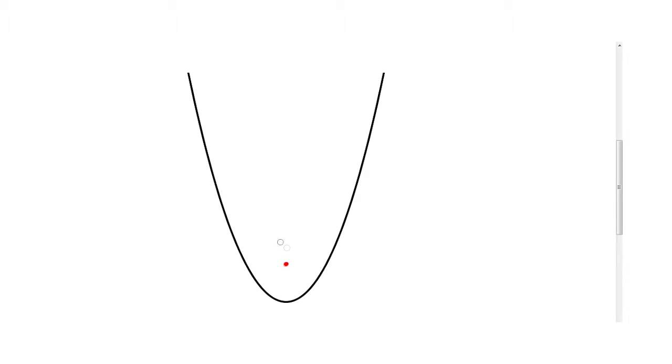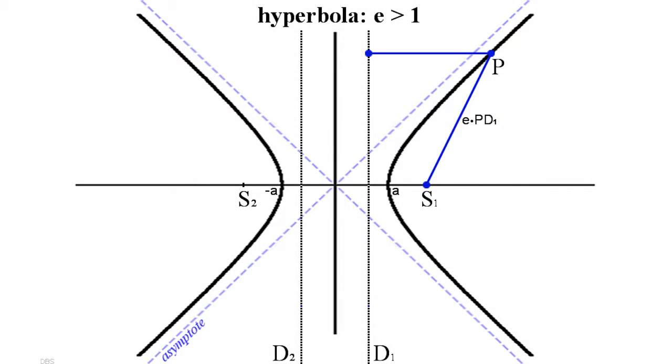Next is parabola. A parabola is a curve where any point is at an equal distance from a fixed point, the focus, and a fixed straight line, the directrix. Lastly, the hyperbola. A hyperbola is a curve where the distances of any point from a fixed point and a fixed straight line are always in the same ratio. It is actually two separate curves in mirror image or symmetrical of each other.